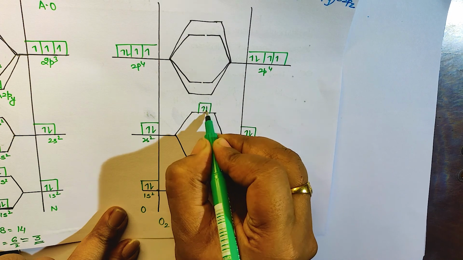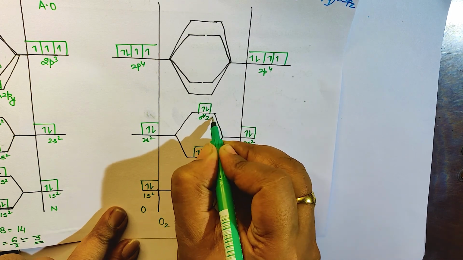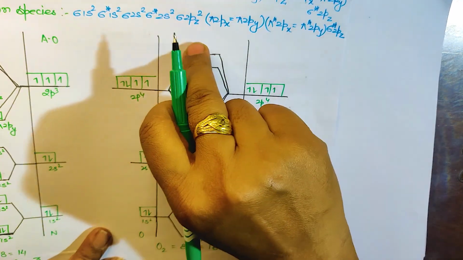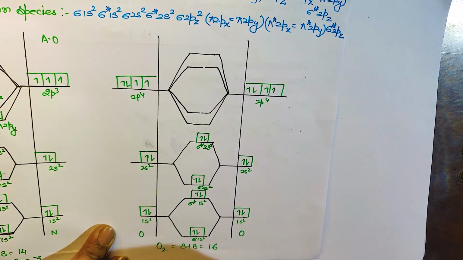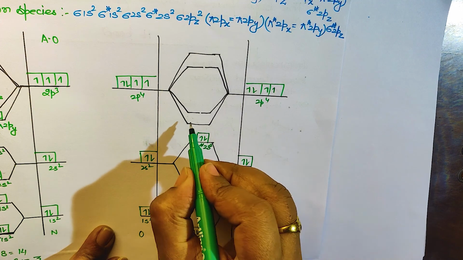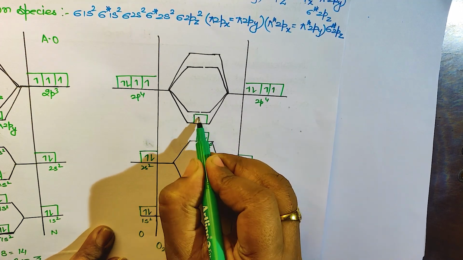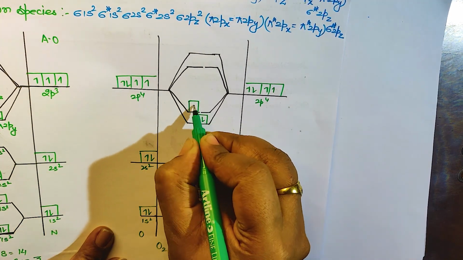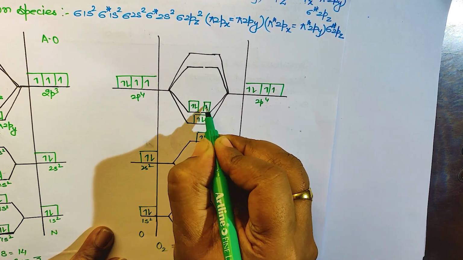Sigma star will also be filled. Till now only 8 electrons are done. In this case, sigma 2pz has less energy, so the first electron will fill into this. So this is filled. Done. So 10 electrons are done. And how many in total? 16. So again it will go in this also.